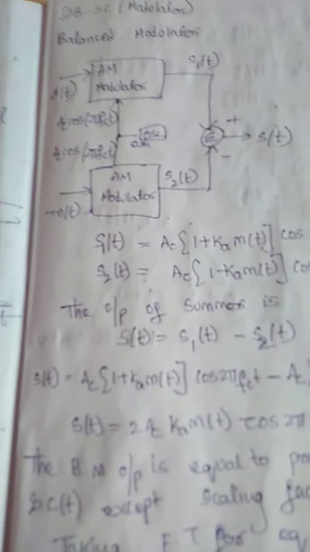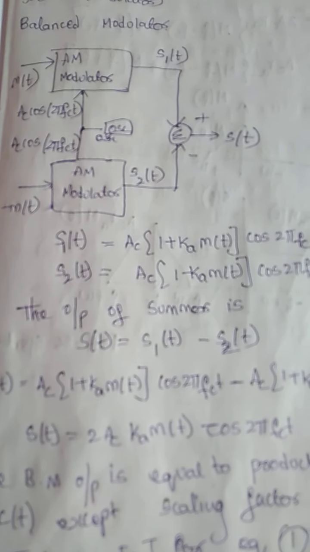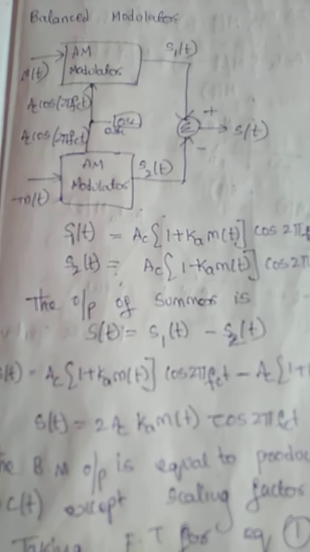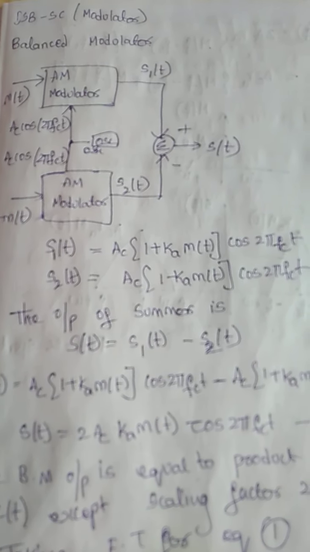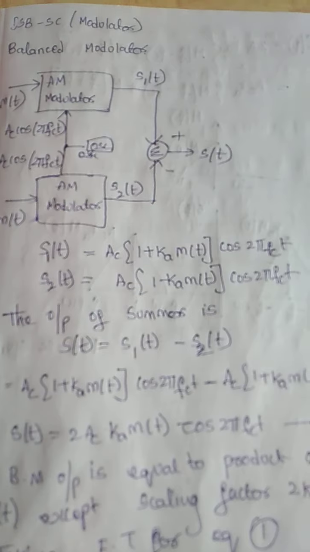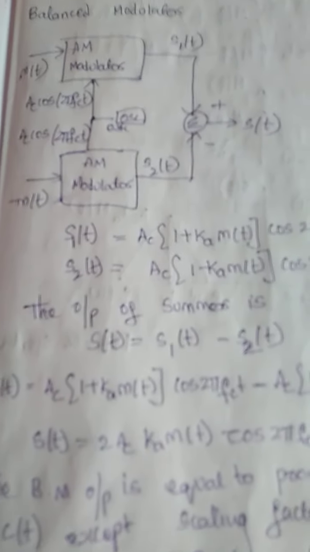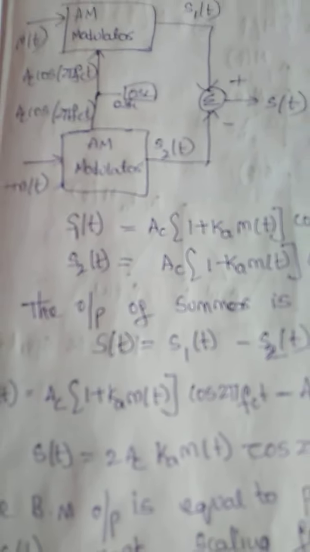So this is a block diagram. Here we have AM modulators. Two AM modulators are used in parallel. Means they are balancing the negative and positive signs of the input signal. So that's why they are called a balanced modulator.